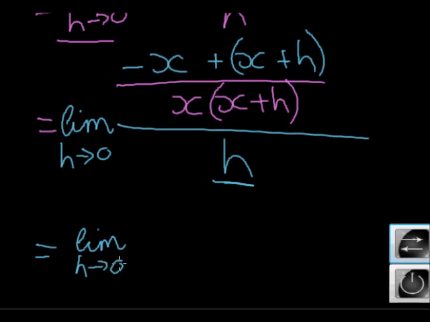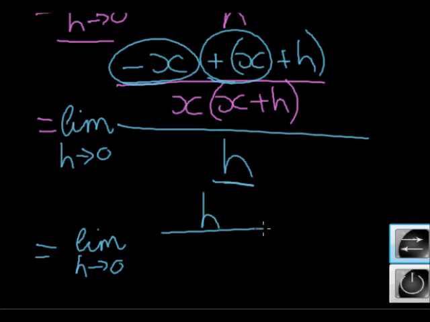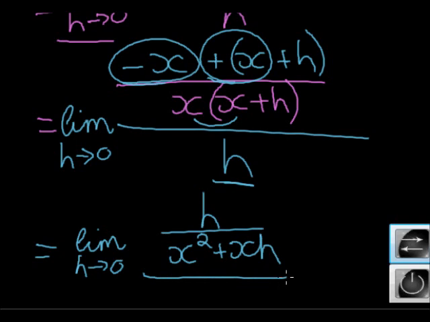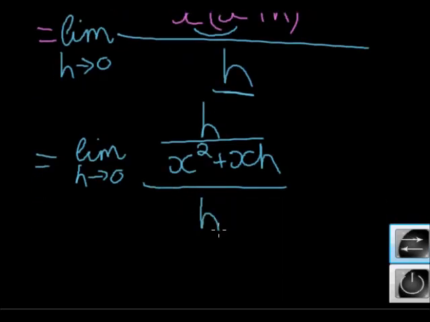Now in the numerator, look what happens. I've got a minus x and a plus x. Lovely. So they cancel, and I'm left in the numerator's numerator with an h. In the denominator, I'm left with x times x, so x squared plus xh. And in the denominator, I still have h.